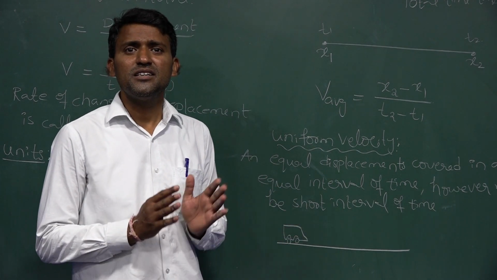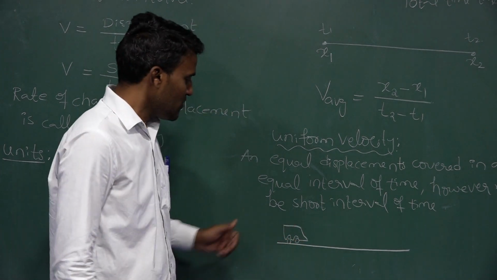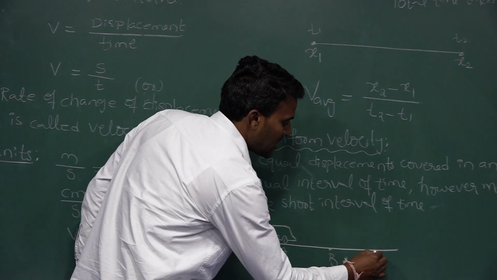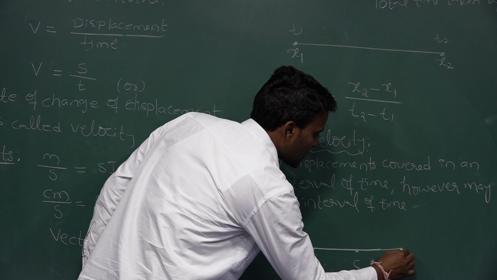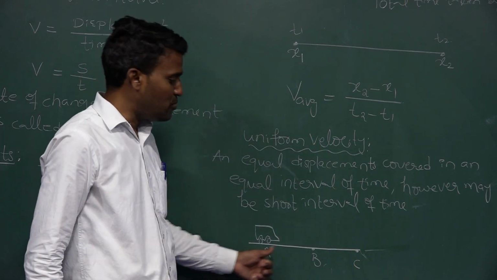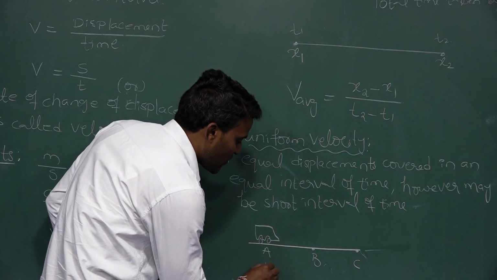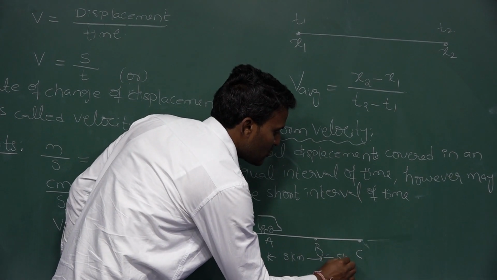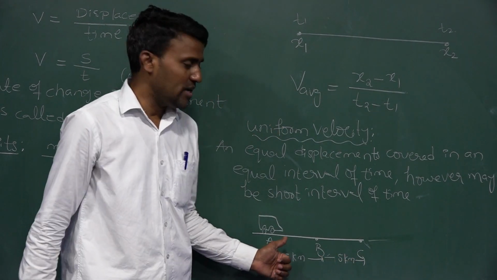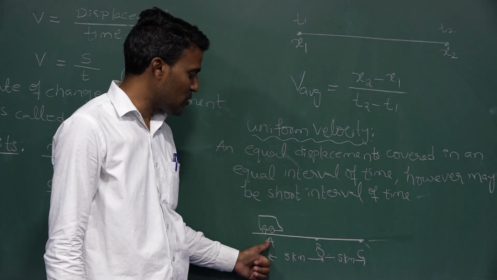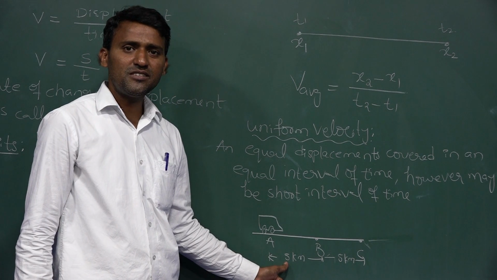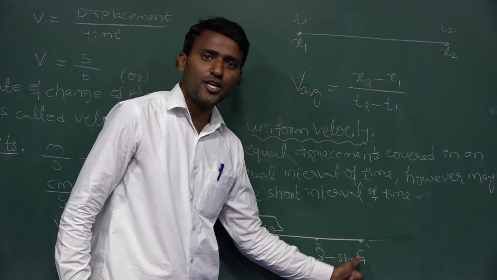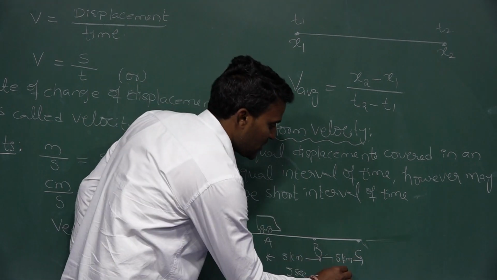I am explaining the same example, isn't it? So I am writing this is position A, this is position B, and this is position C. Position A to B, I am taking 5 kilometers displacement. B to C is also 5 kilometers displacement, isn't it? Now a vehicle is traveling from A to B 5 kilometers in 5 seconds, and B to C 5 kilometers in 5 seconds, isn't it?